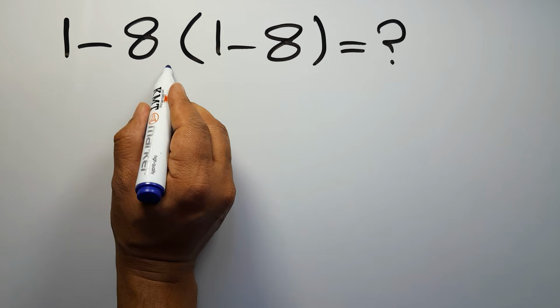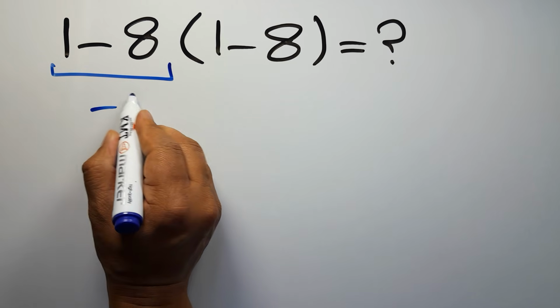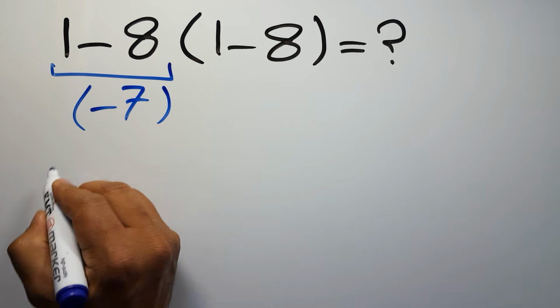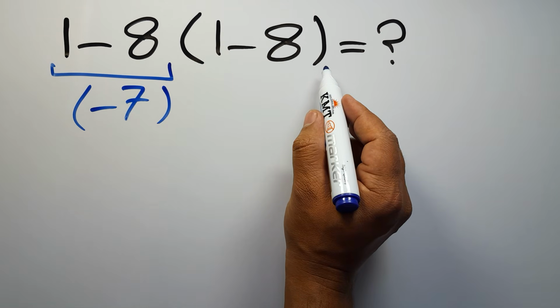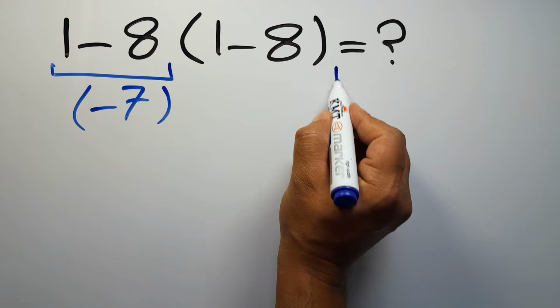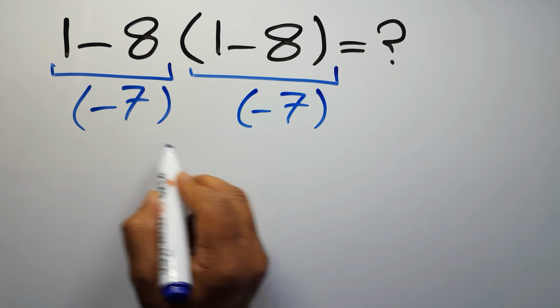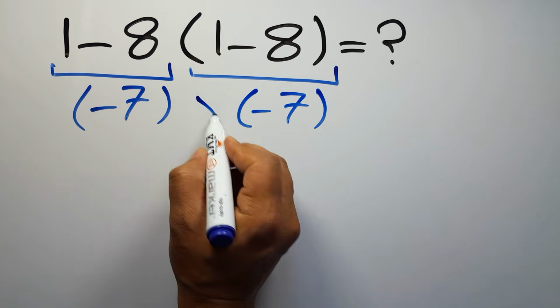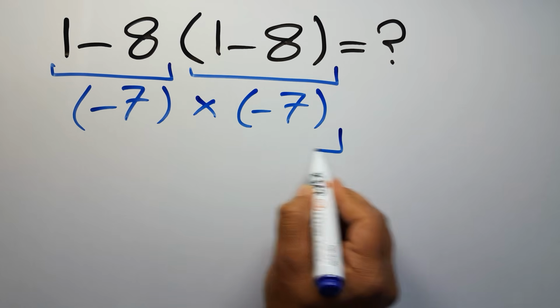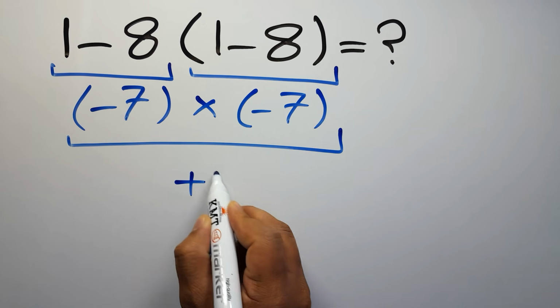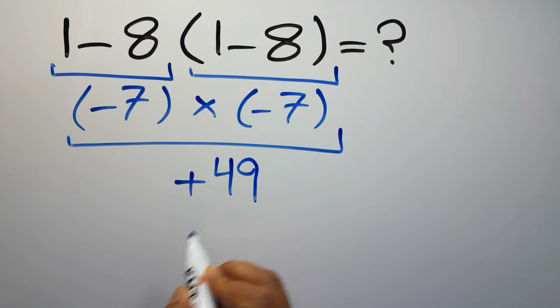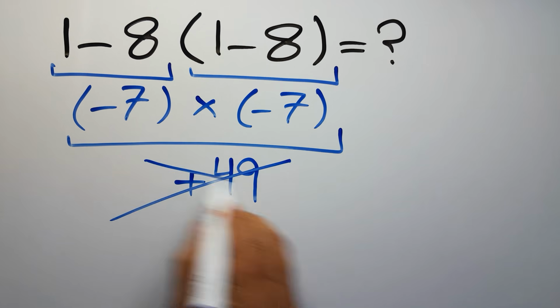1 minus 8 gives us negative 7. And again here inside this parentheses, we have 1 minus 8. So negative 7 times negative 7 gives us positive 49. But this answer is not correct.